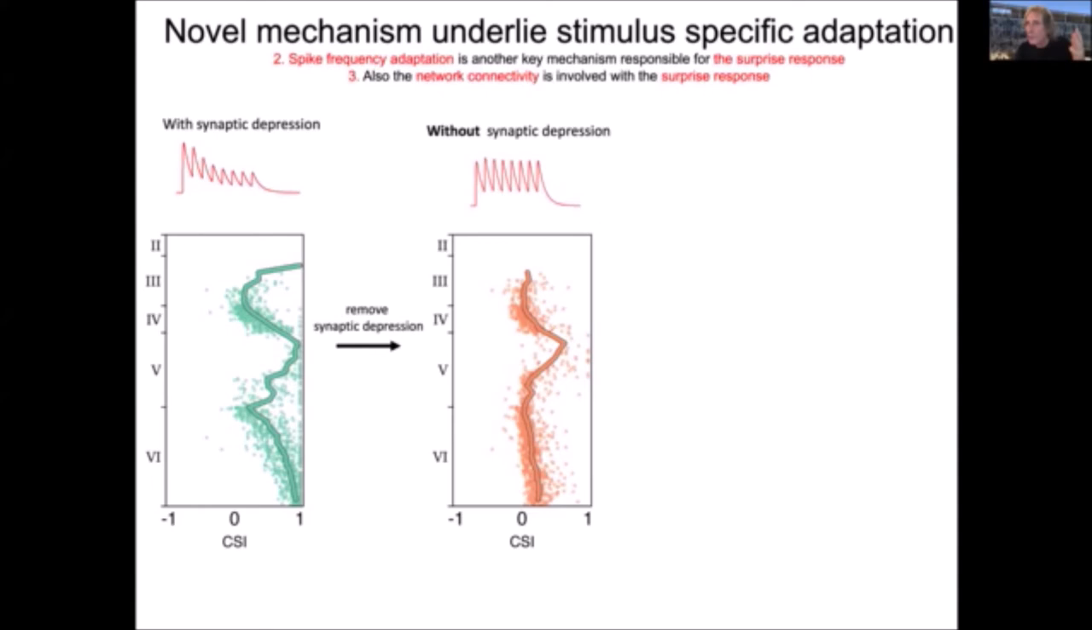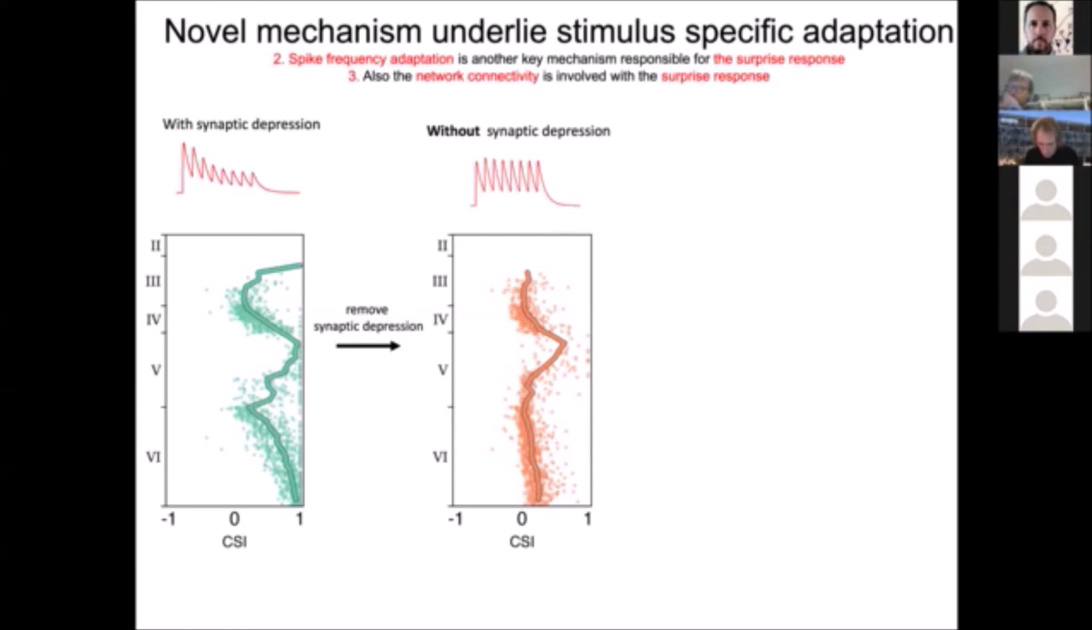We don't have a tool to transform a synapse from being depressed to being not depressed. And you can see there is still stimulus-specific adaptation. So synaptic depression does play a role in this phenomenon, because you can see this is stronger than here, but still there is a surprise response. And this is the beauty of the circuit. Because now I can look for the mechanism of the surprise response in the circuit in the computer. And we found that there is another mechanism.